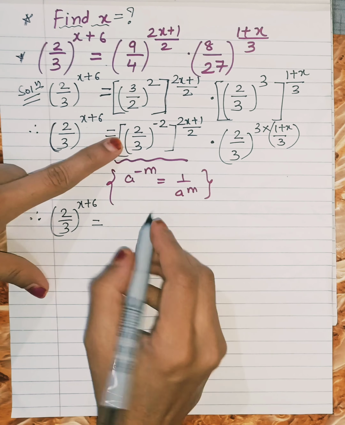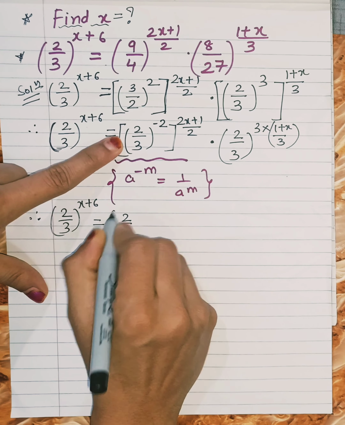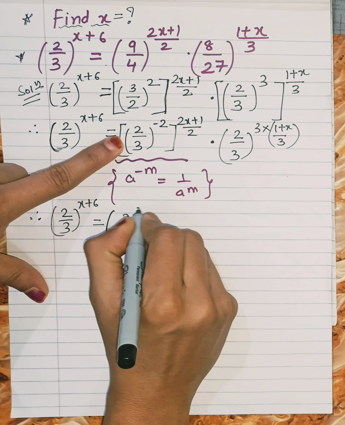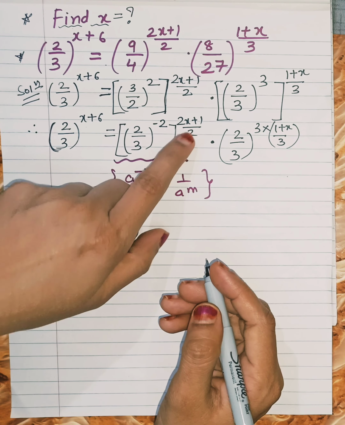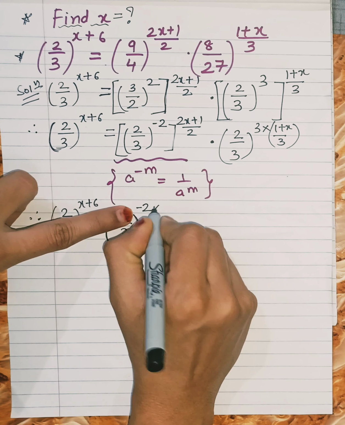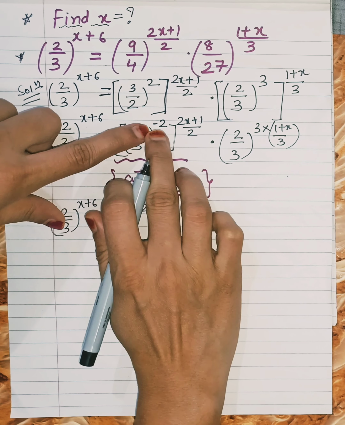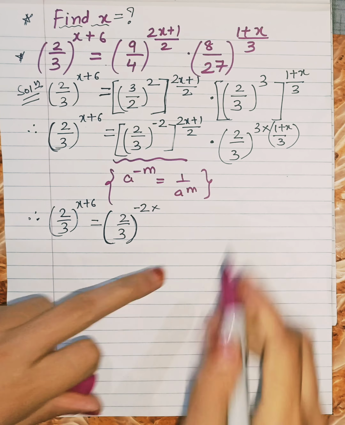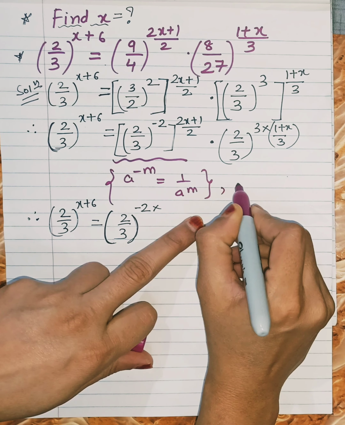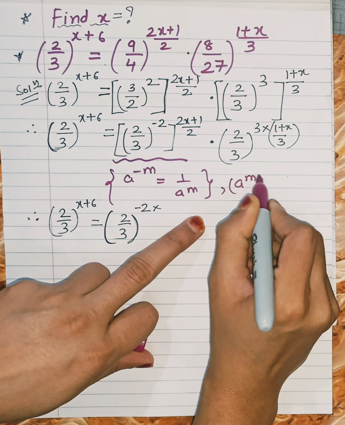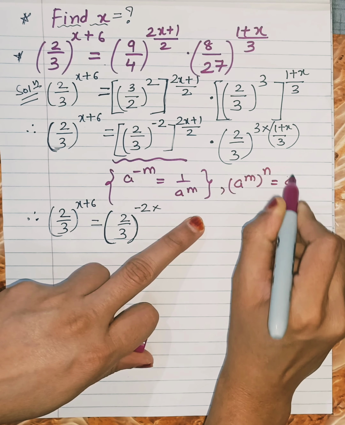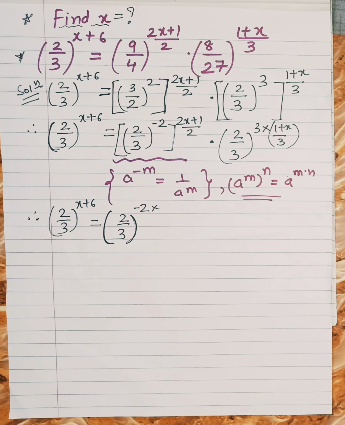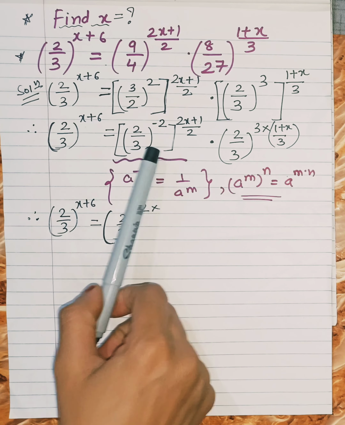Here (2/3) whole raised to minus 2 whole raised to minus 2, and this 2x plus 1 upon 2, we are writing here. Both the powers will get multiplied. Again this is a rule of power and exponent: (a^m)^n is equal to a^(m into n). So this is the second rule of power and exponent which we are applying here with the powers.